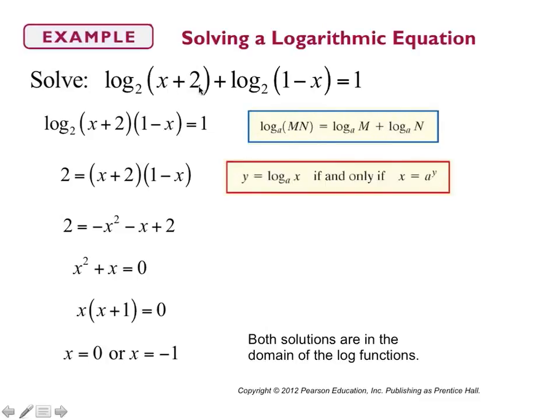So if we plug 0 in, we have 0 plus 2, which is 2. There's no issues with having log of 2, and we also have 1 minus 0, which is 1, which is also fine. And if we take negative 1 and plug it in, negative 1 plus 2 is going to be positive 1, so that one's okay. And 1 minus negative 1 is just going to be 2, so this one works as well. So both solutions are actually in the domain. The solution is negative, but when we plug it in, we have a positive value for our logarithm, so there's no issues there.